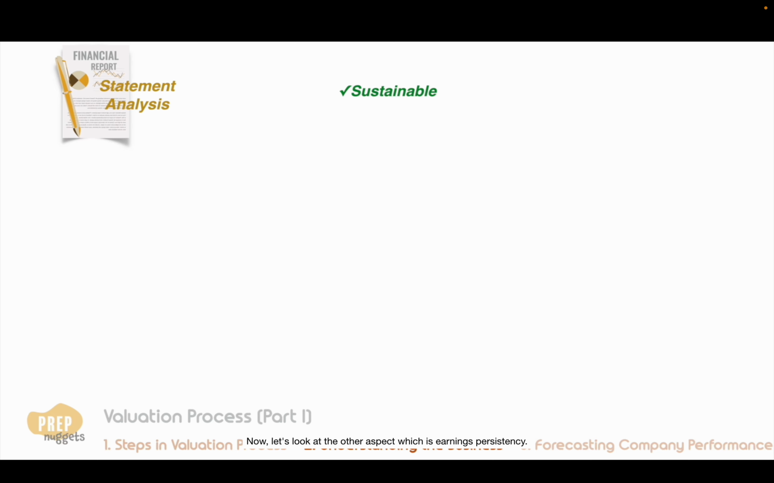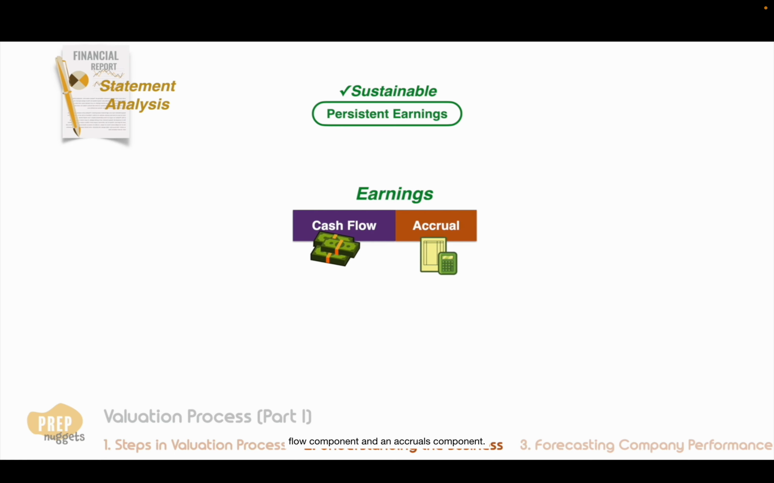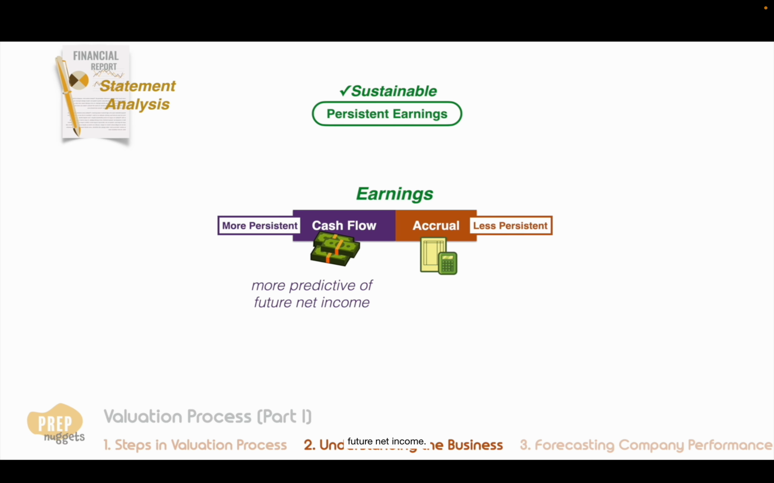Now let's look at the other aspect, which is earnings persistency. Earnings can be viewed as being composed of a cash flow component and an accruals component. Capital markets research shows that the cash component is more persistent than the accrual component of earnings. Here, greater persistency means that, compared to accruals in the current period, the cash component in the current period is more predictive of future net income. A relatively higher proportion of accruals can be interpreted as lower earnings quality.